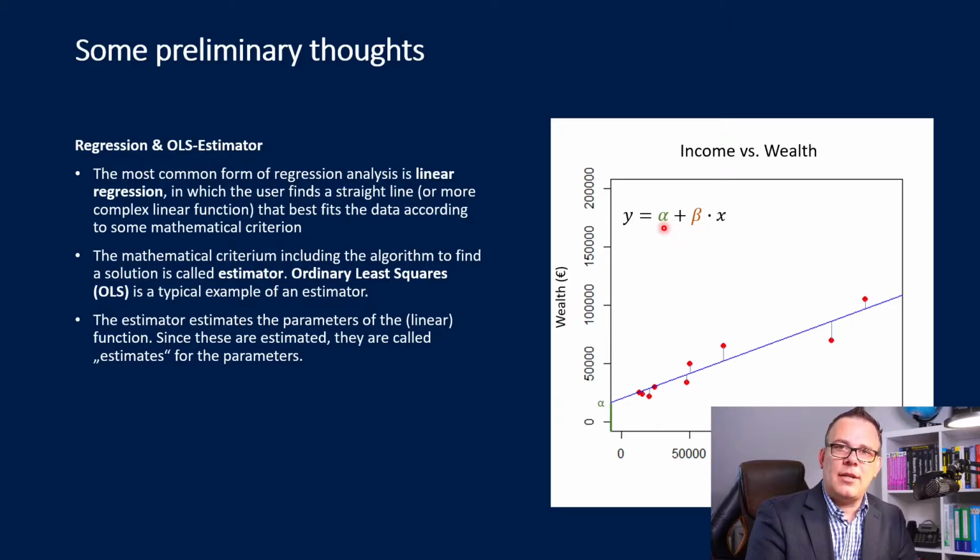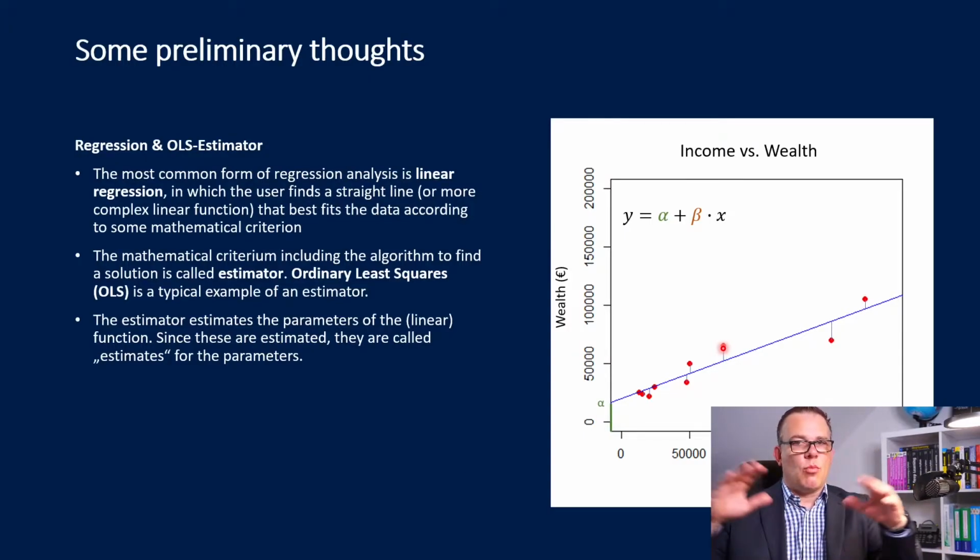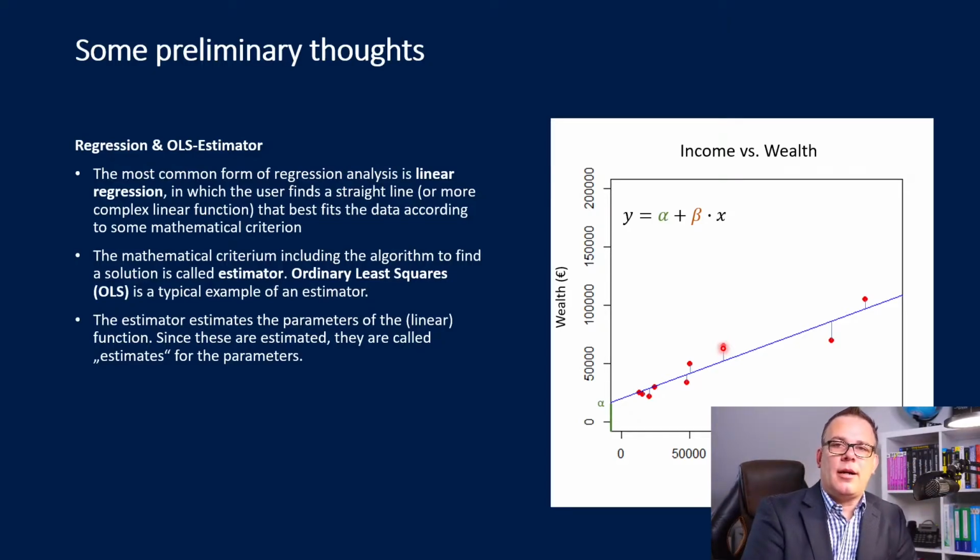So an estimator is a technique. In this video, we are covering OLS regression, ordinary least squares. Ordinary least squares squares the distances between the line and the points and minimizes it. So this is an estimation technique. OLS is the estimator. Regression is more a general term of explaining a variable by other variables.